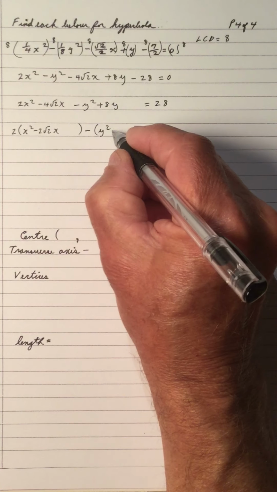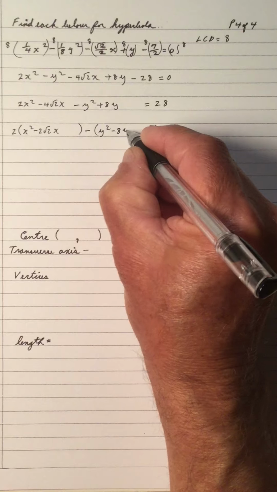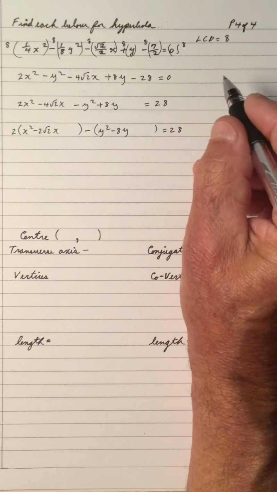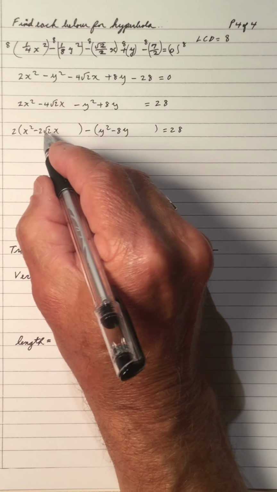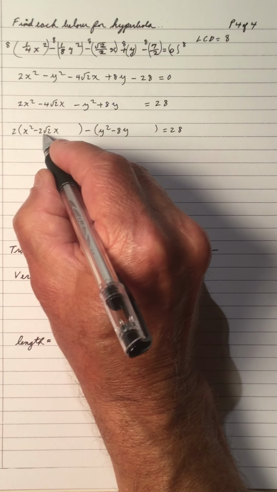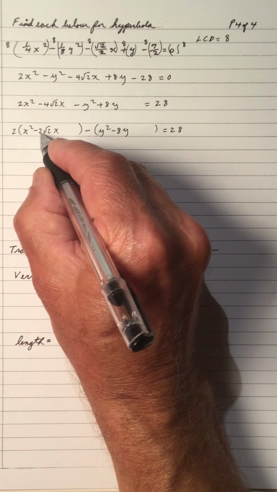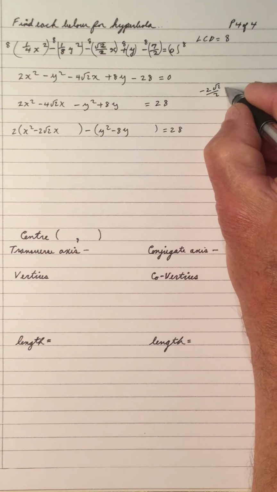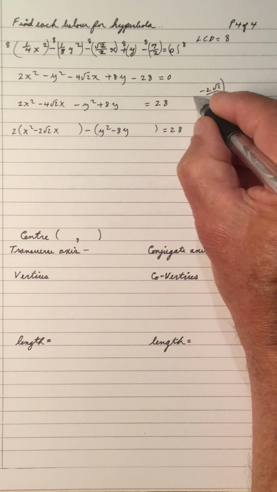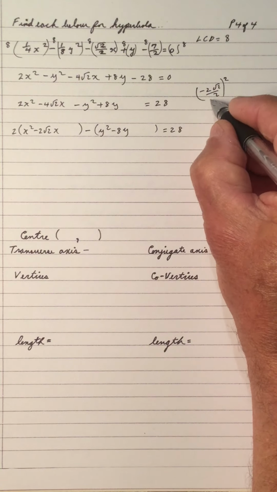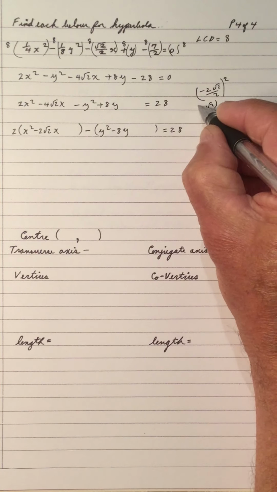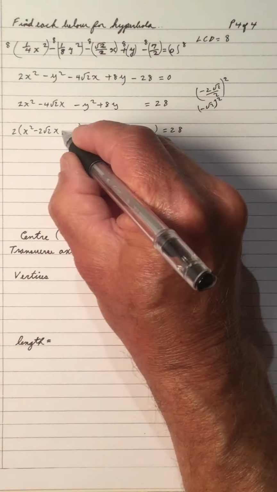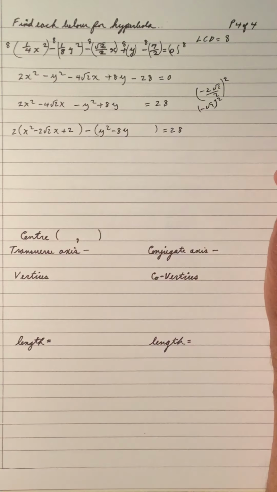8 divided by negative 1 is negative 8, equals 28. So now I'm ready to make it a perfect square trinomial. So what I do, very quickly, I just take half of this term. So half of this term, negative root 2 over 2 divided by 2, I take a half and square. So that's root 2 squared. So root 2 times root 2 is 2. And the negative times negative is positive.